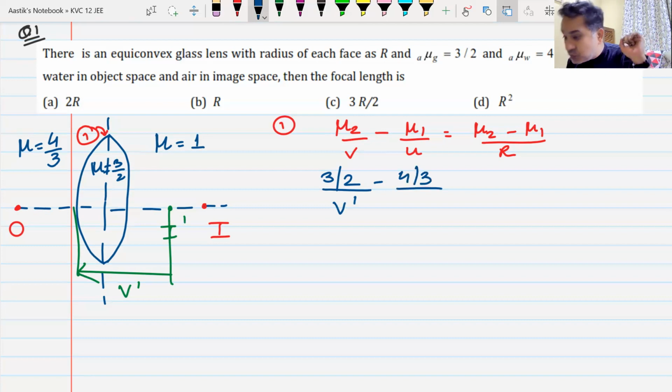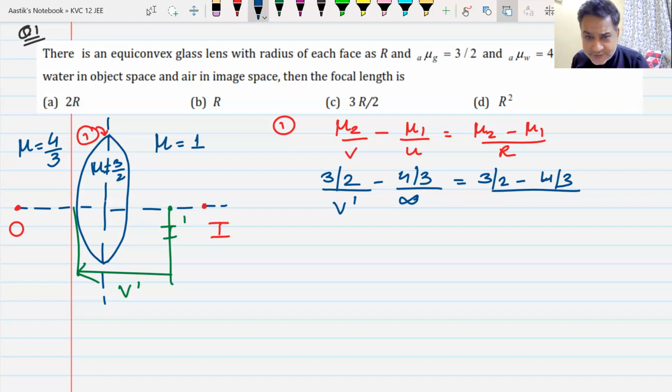What is the value of u? From where are the rays coming? I want to find out the second principal focus. Where are the rays coming from? They are coming from infinity. Do we understand this? Yes, sir. That must be equal to mu2, which is 3 by 2, minus mu1, which is 4 by 3, divided by r.